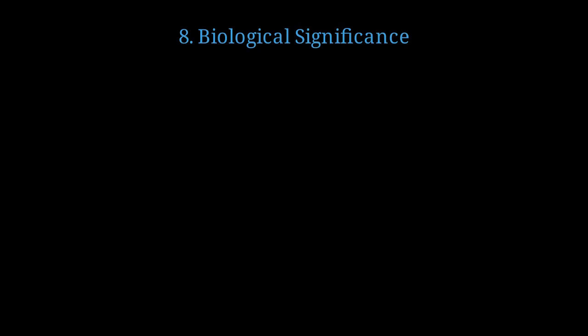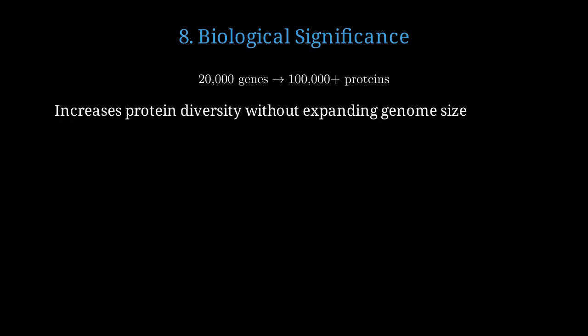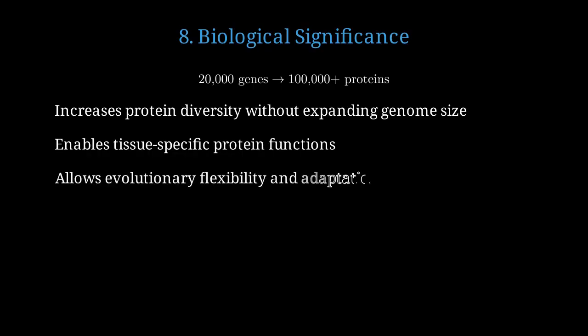Alternative splicing has profound biological significance. The human genome has only about 20,000 genes, but can produce over 100,000 different proteins through alternative splicing. Alternative splicing dramatically increases protein diversity without requiring a larger genome. It enables different tissues to create specialized protein variants optimized for their specific functions. Alternative splicing provides evolutionary flexibility, allowing organisms to adapt without changing their DNA sequence.